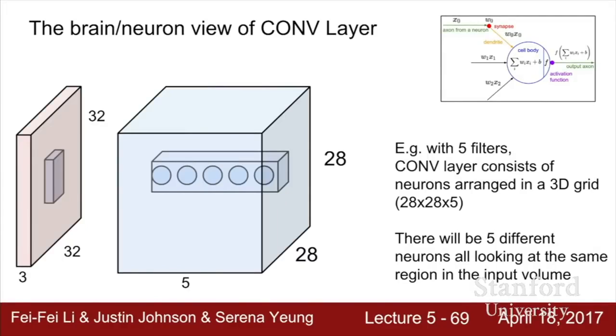Okay, and as we talked about, what we're going to get at this output is this volume, where spatially we have, let's say, 28 by 28, and then our number of filters is the depth. So, for example, with 5 filters, what we're going to get out is this 3D grid that's 28 by 28 by 5. If you look across the depth at one spatial location of the activation volume, these 5 neurons are all looking at the same region in the input volume, but they're looking for different things. They're different filters applied to the same spatial location in the image.